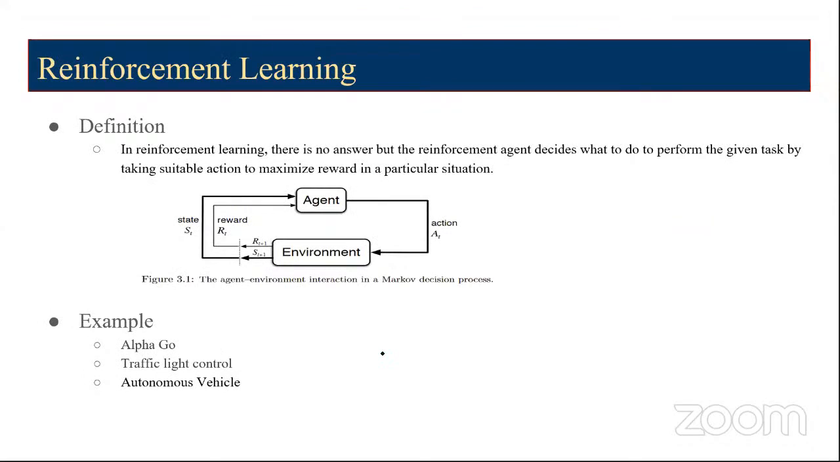Next is reinforcement learning. Now, when it comes to supervised and unsupervised learning, what have we discussed? That we are going to have access to a data set. In supervised learning, that data set is going to be tagged, but in the unsupervised world, that data set is going to be untagged.